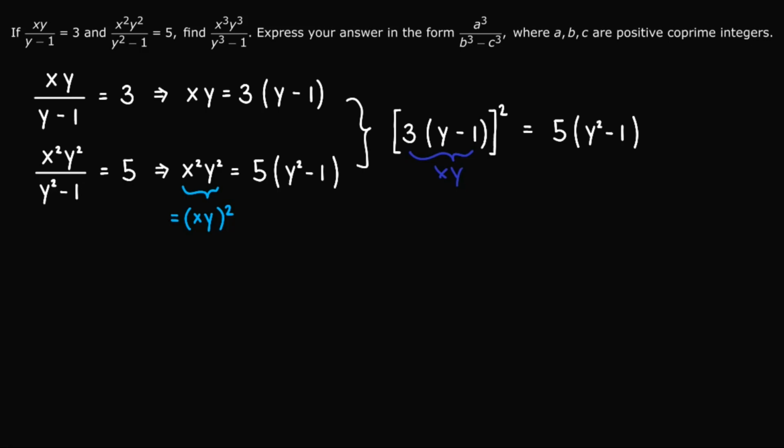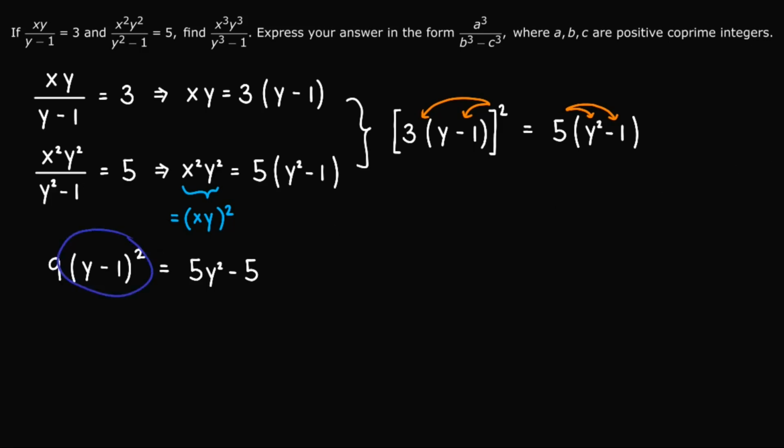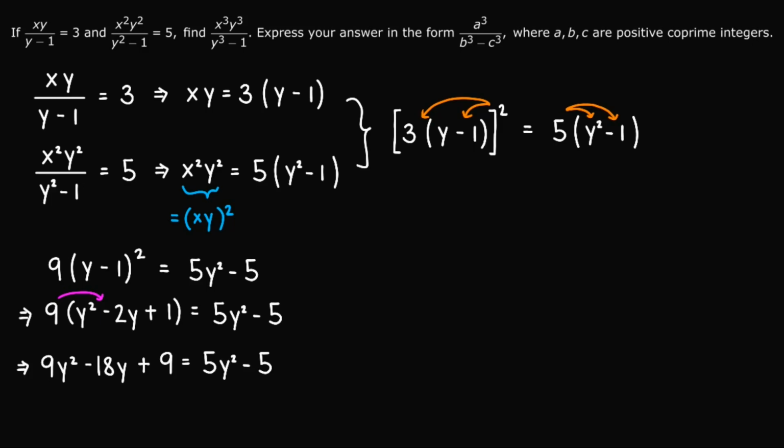So we start by distributing the square as well as the 5 out here. So we'll get 9. So 9 came from 3 squared. So 9 times y minus 1 squared equals 5y squared minus 5. Then expanding this one out here, we get 9 times y squared minus 2y plus 1 equals 5y squared minus 5. Distributing the 9, and we obtain 9y squared minus 18y plus 9 equals 5y squared minus 5.